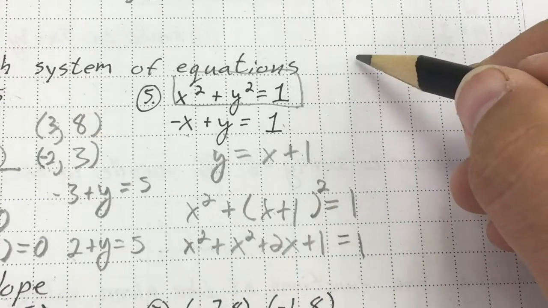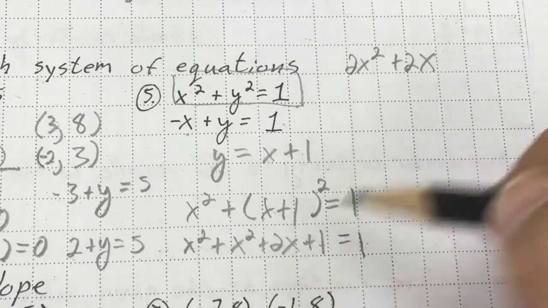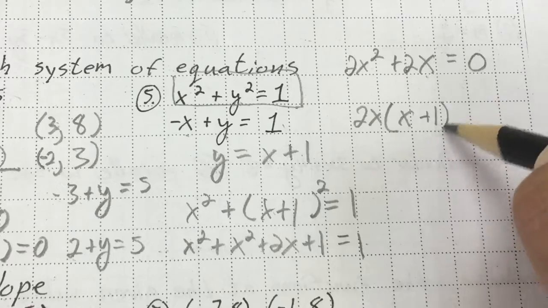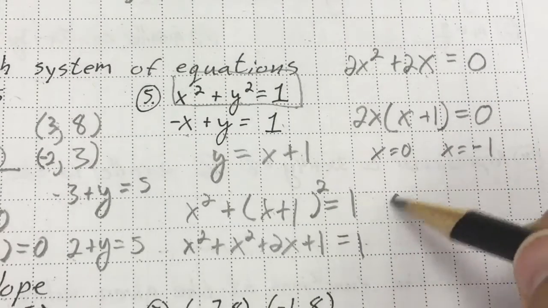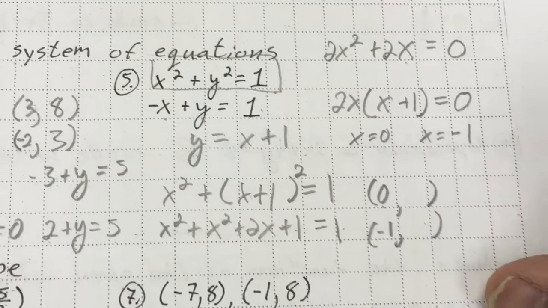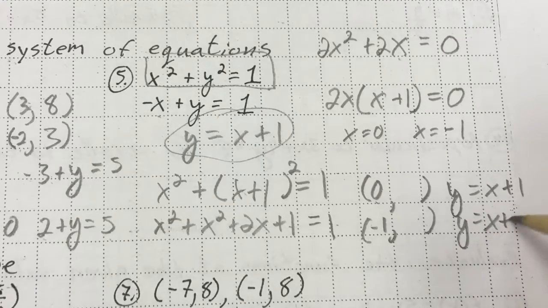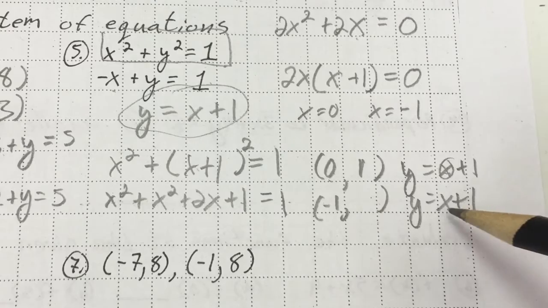Do some simplification. That's going to give me 2x squared plus 2x. The 1s simplify or cancel out, and that's going to give me equals 0. Factor 2x out. That's going to give me 2x times (x plus 1) equals 0. This will give me x equals 0 and x equals negative 1. So 0 is one of my x values, and negative 1 is one of my x values. Now I have to figure out what the y value is going to be. I'm going to use this one. When x equals 0, what's 0 plus 1? When x equals negative 1, what's negative 1 plus 1?